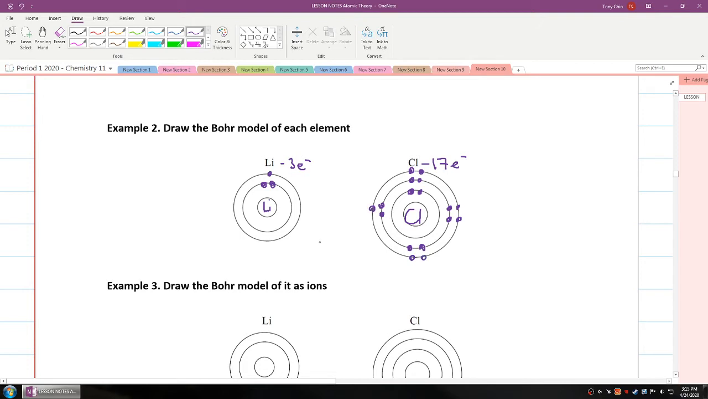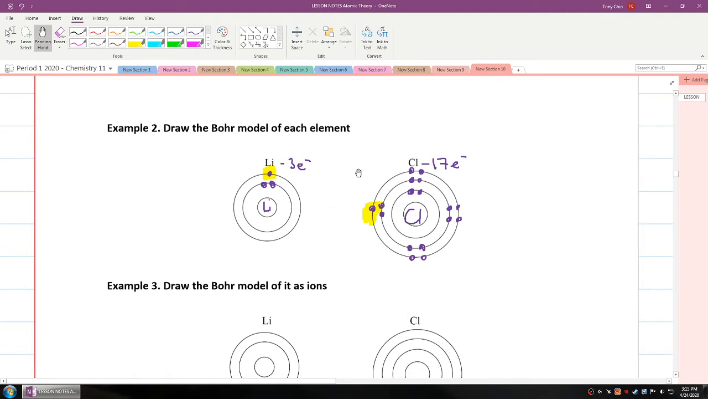Okay, so look at this example here. What will happen is that these 2 elements want a full outer shell. And because they want a full outer shell, they will have to either gain electrons or give up electrons. Lithium here could either give up this one little electron or it could gain 7 more. Chlorine can either gain 1 more or it could lose all 7. Which one would they rather do?